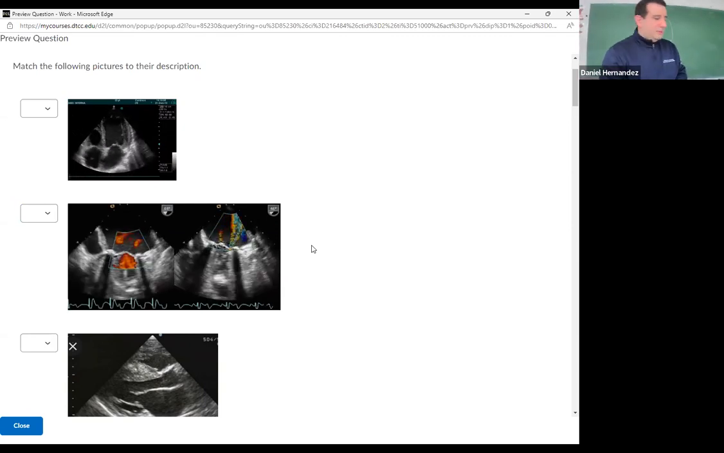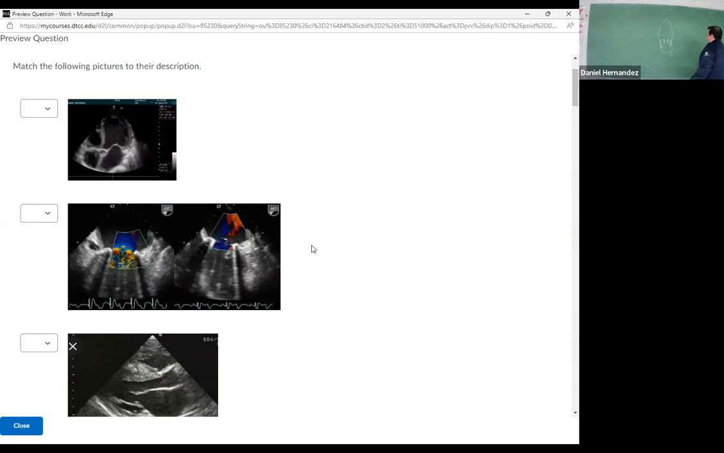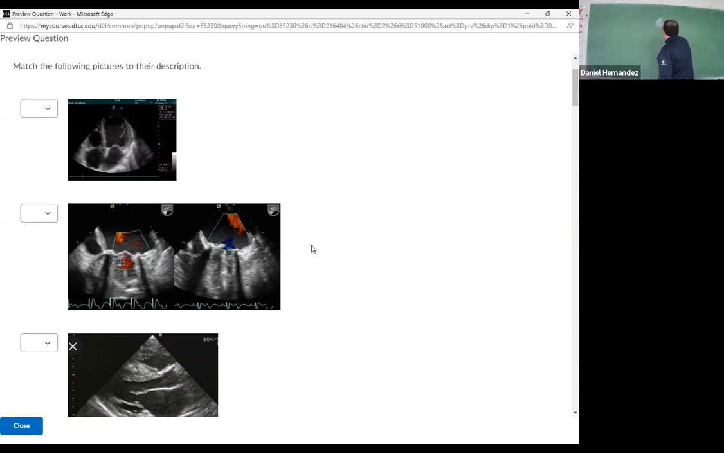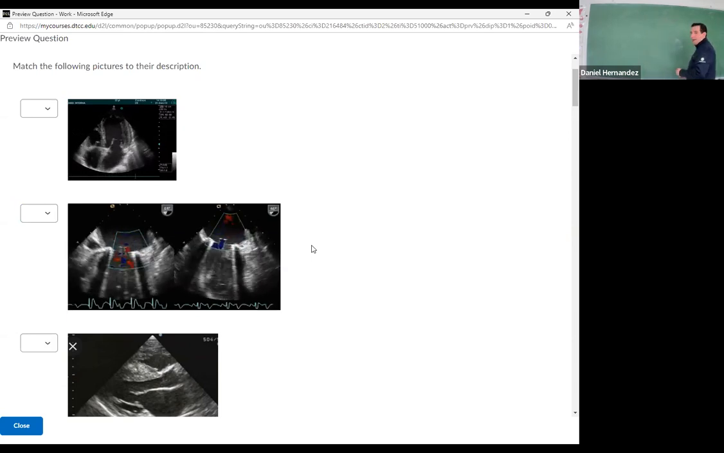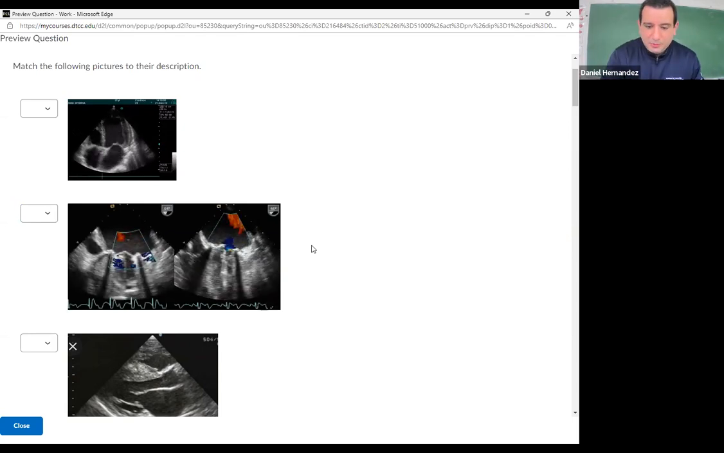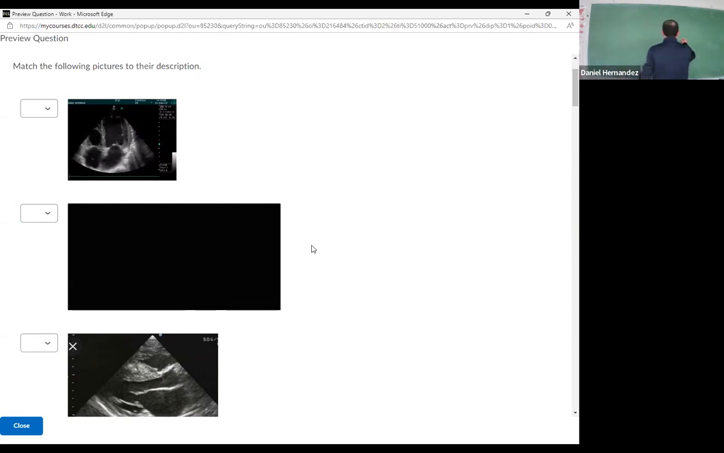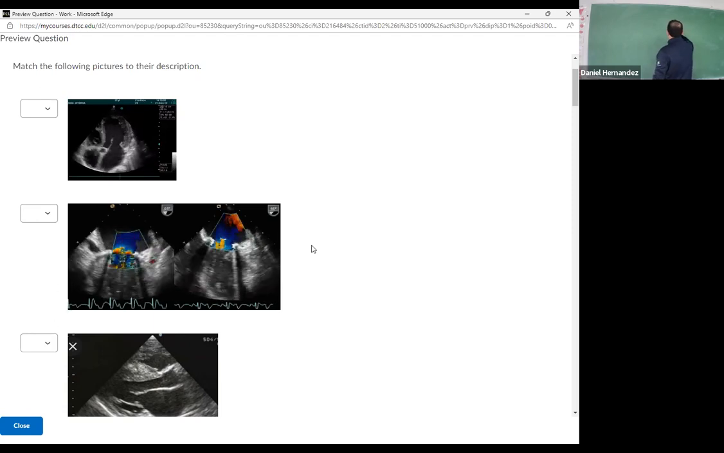Another thing that we can use also to determine if we're looking at a mechanical valve versus bioprosthetic is when we're doing our Doppler tracing of the inflow of the valve, or Dopplering the valve itself.